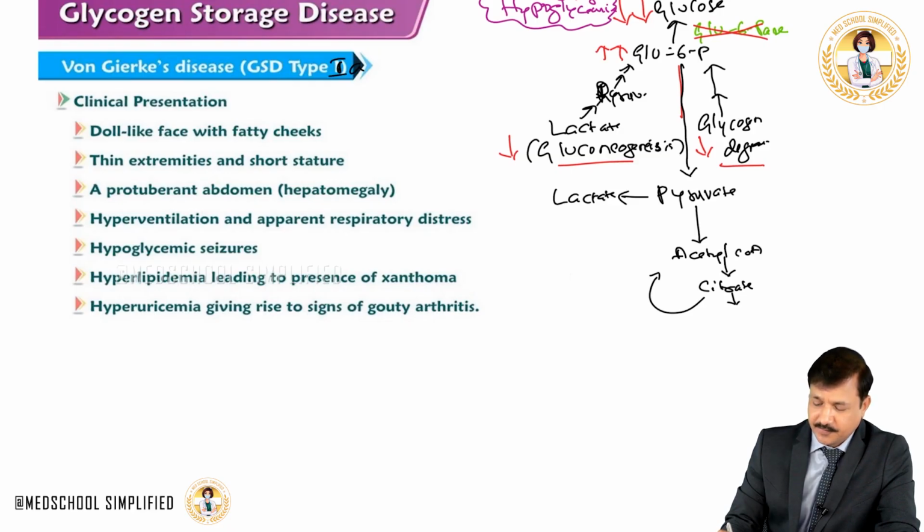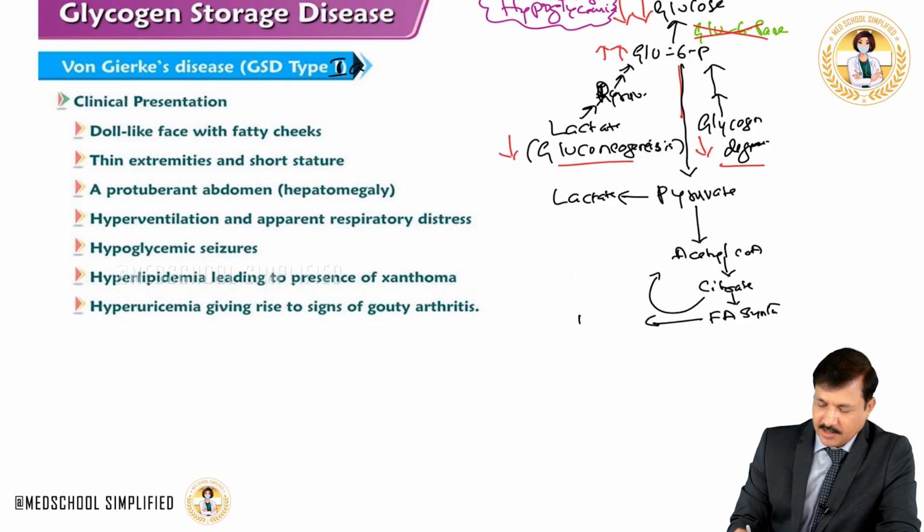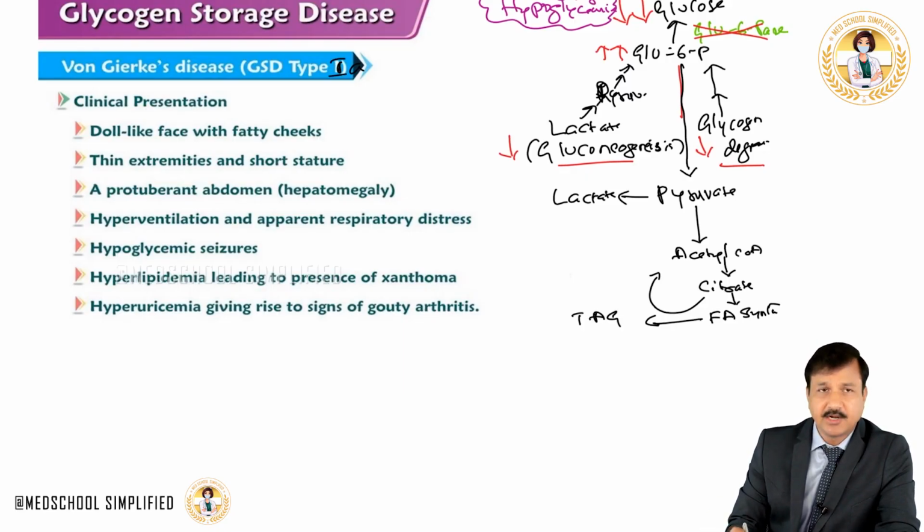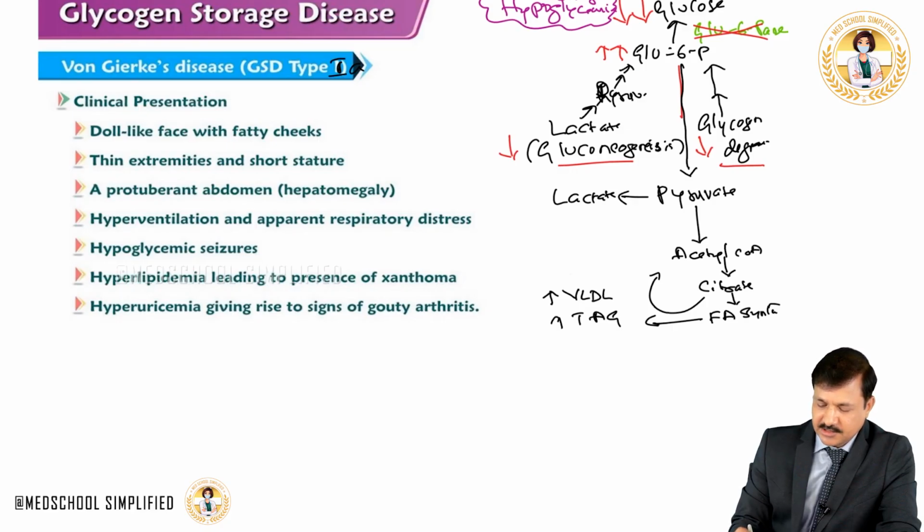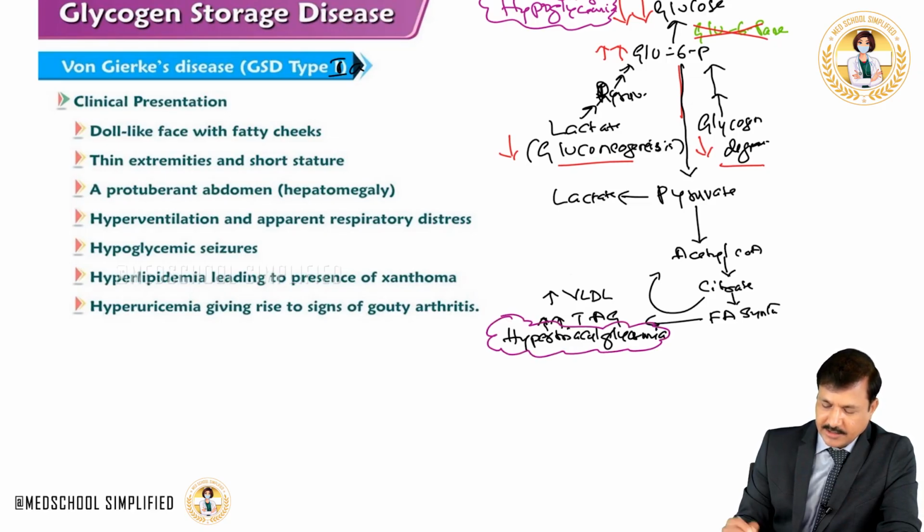Citrate can go into fatty acid synthesis. I'll write it as FA synthesis. FA means fatty acid synthesis, and that fatty acid can become triacylglycerol, and triacylglycerol is elevated in the blood. Basically, we'll see VLDL formation. VLDL levels will be elevated in the blood, and excess VLDL means excess triacylglycerol, and that is causing hypertriacylglycerolemia. Hypertriacylglycerolemia is one of the signs that you see in Von Gierke disease.